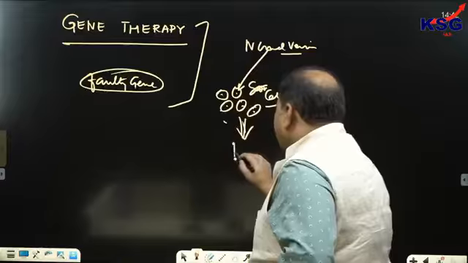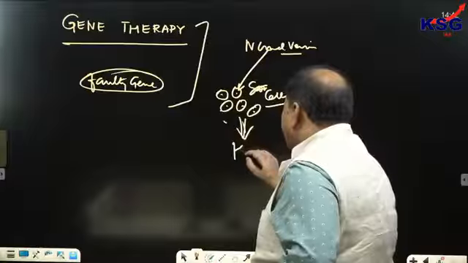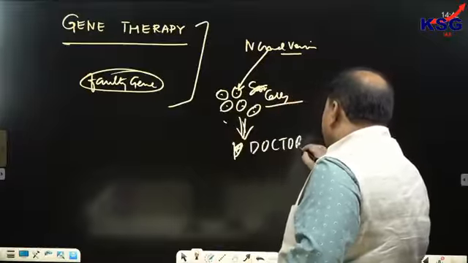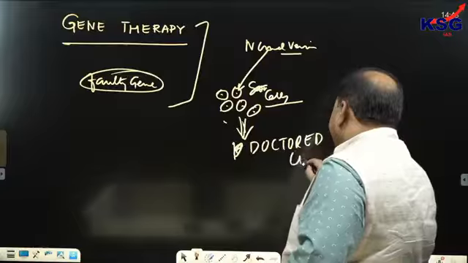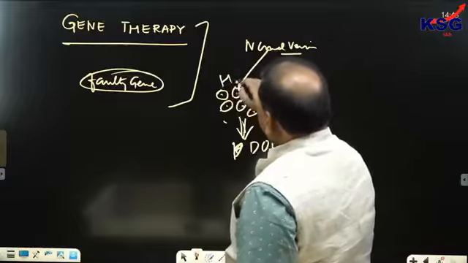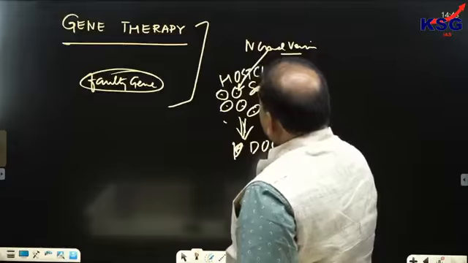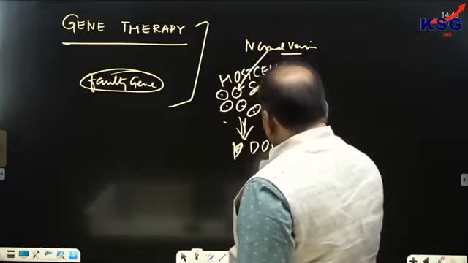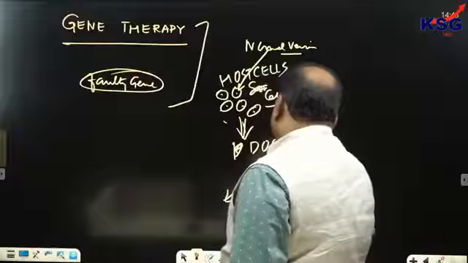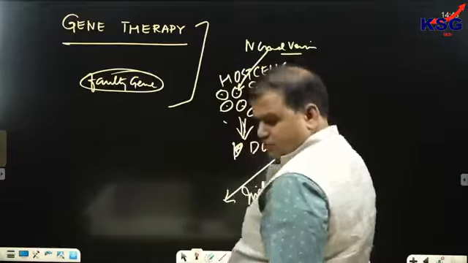Then these cells would be called doctored cells. Doctored cells. These cells are called host cells, which are selected from the body of the patient. Now, these doctored cells would be returned back to the body of the patient through injection.